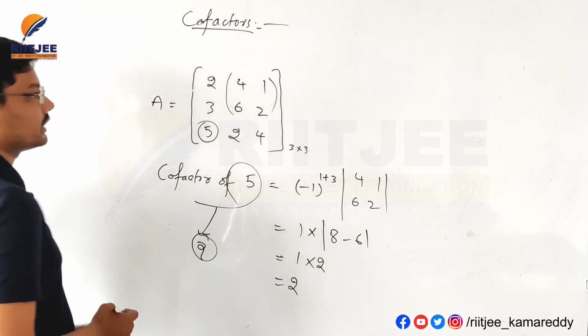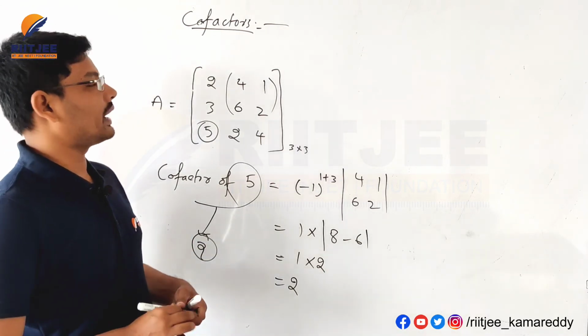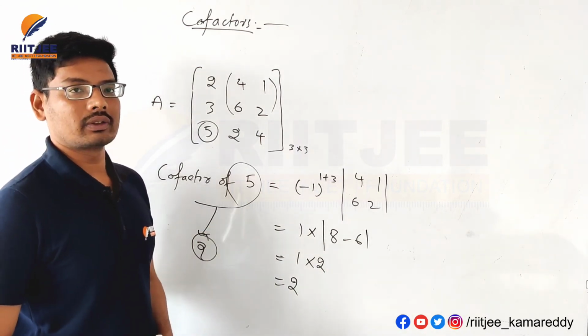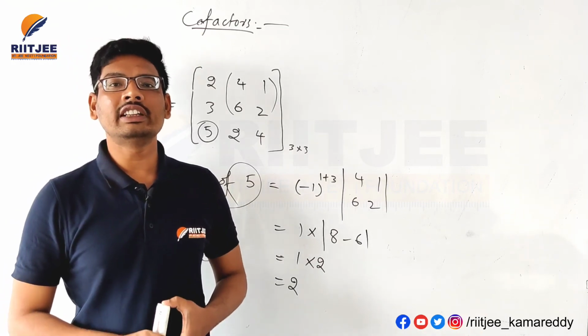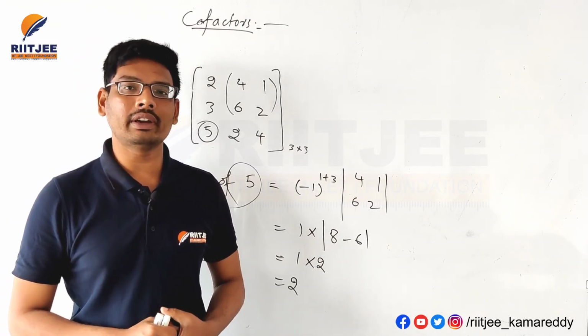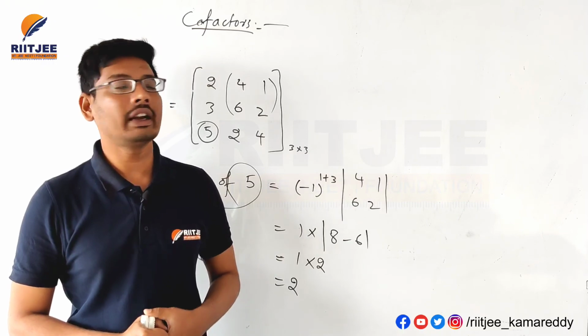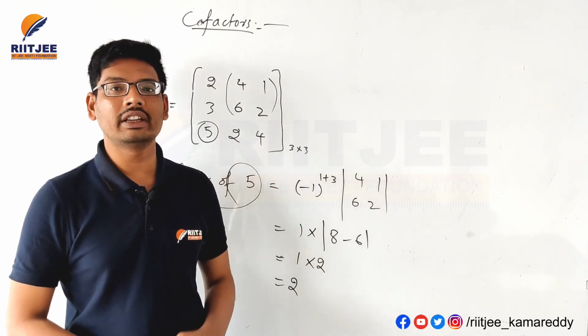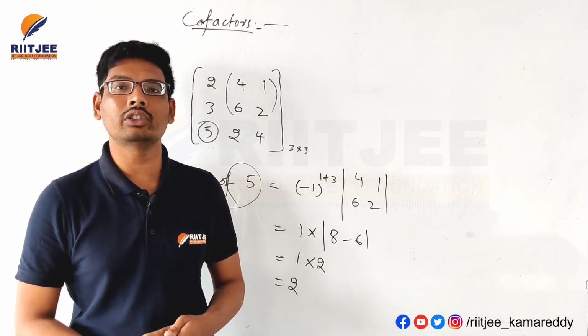This is all about the minor matrix and the cofactor matrix. In this session we learned the determinant of a 3 by 3 matrix and its properties, and the minor matrix and cofactor matrix. In the next session we will discuss other new topics.